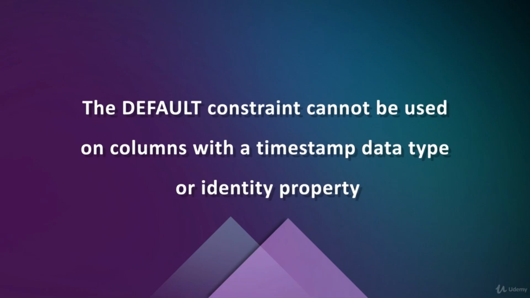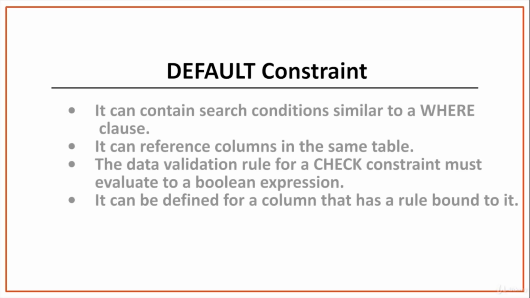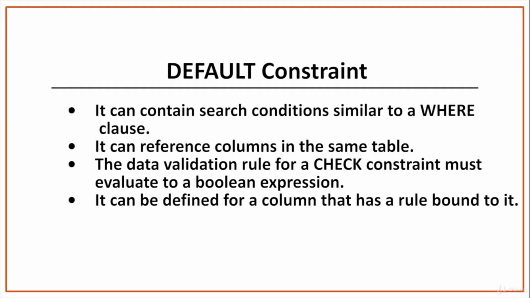Default constraints are automatically bound to a column when they are created. It can contain search conditions similar to a where clause. It can reference columns in the same table. The data validation rule for a check constraint must evaluate to a Boolean expression. It can be defined for a column that has a rule bound to it.